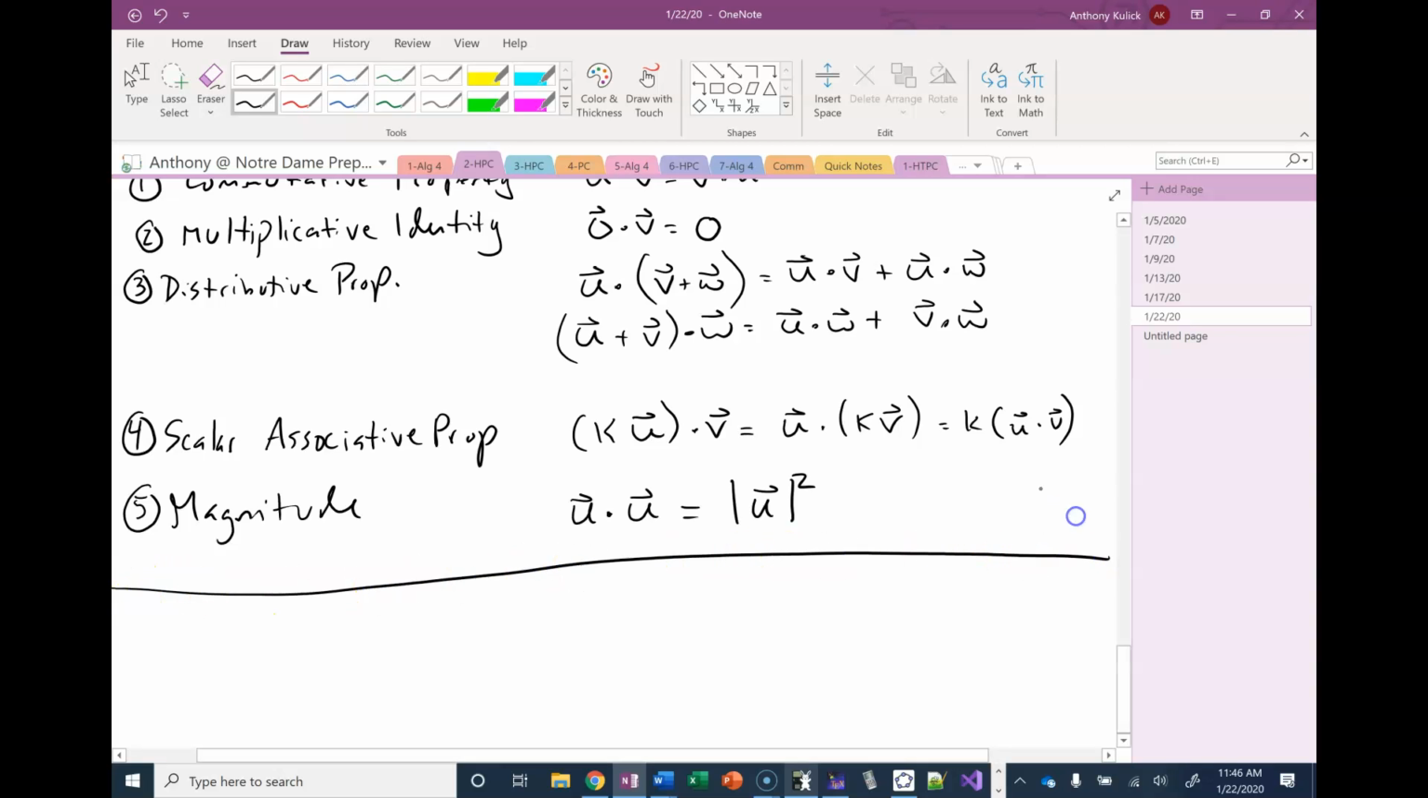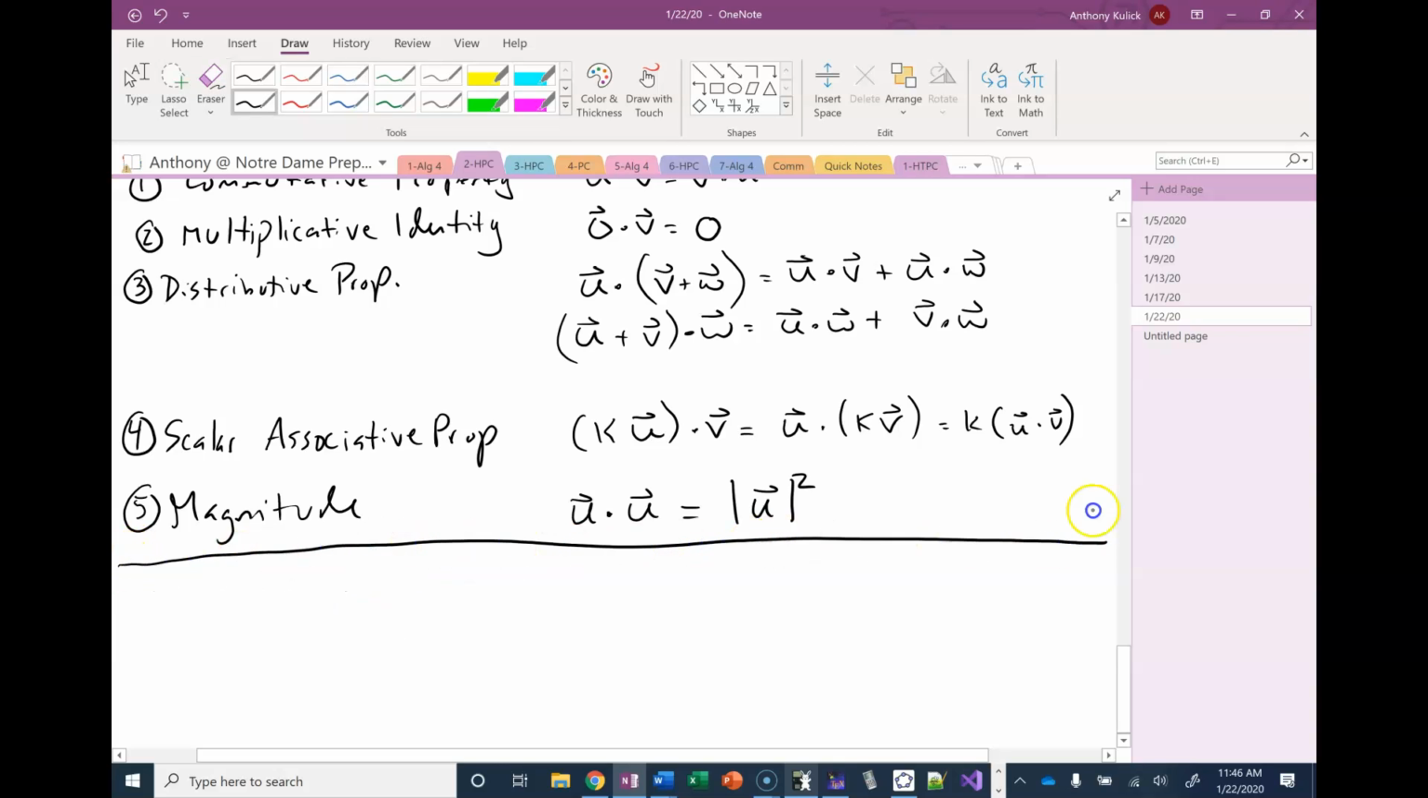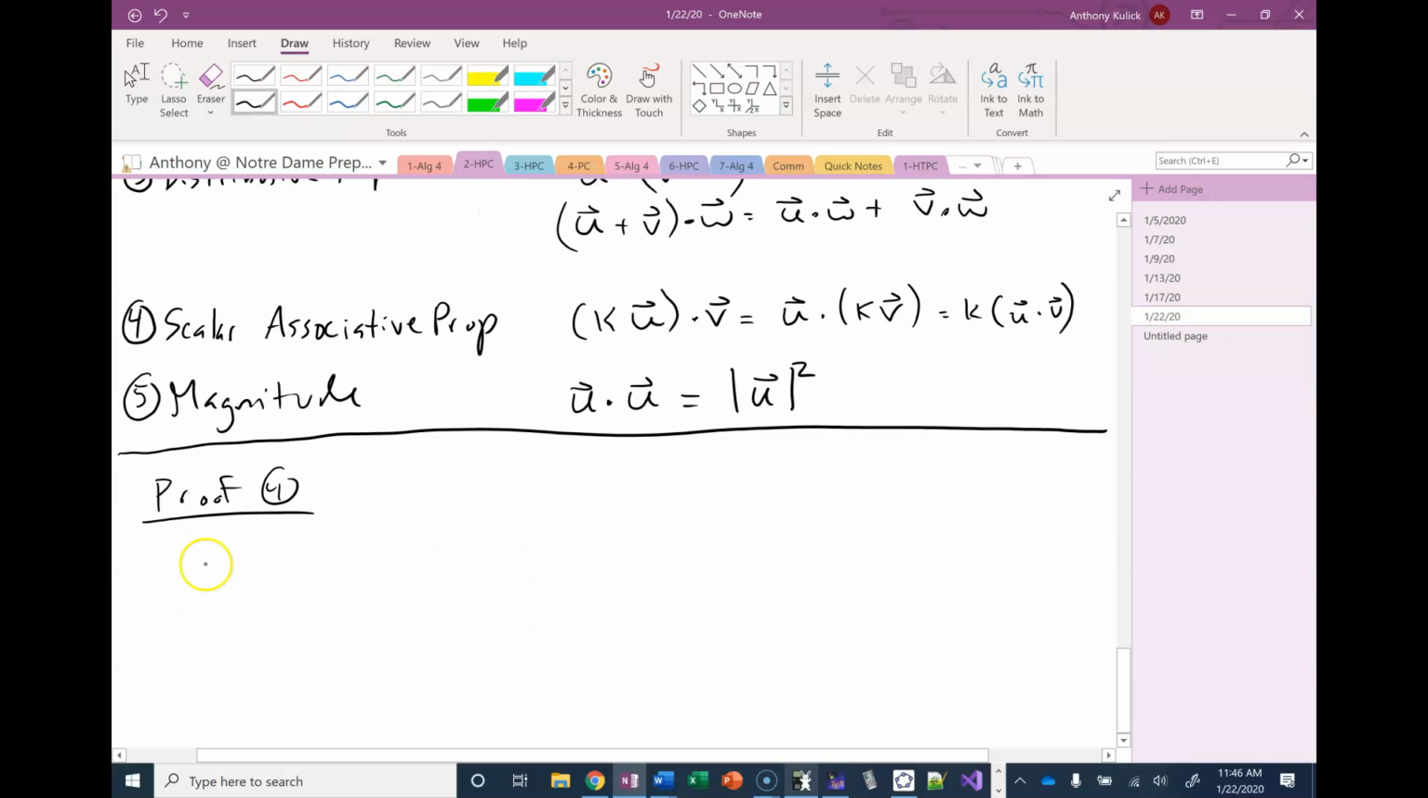So in the homework, you're going to be asked to prove these. Let's do one of them right now. Your guys' pick. Which one do you want to prove? Okay. So I'm going to start by defining the component form for my vectors.